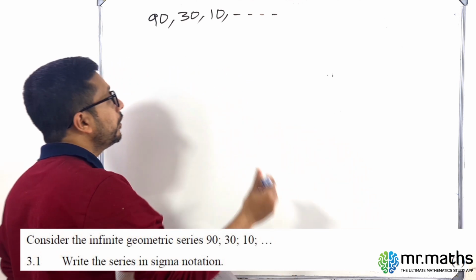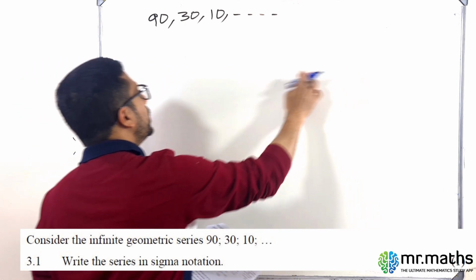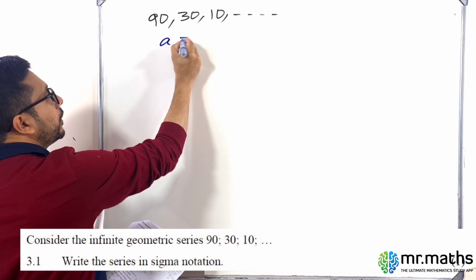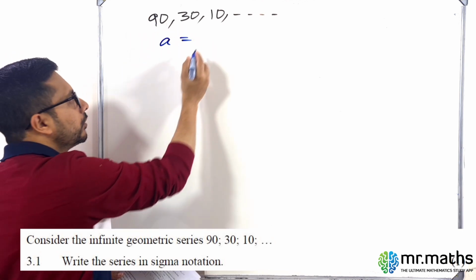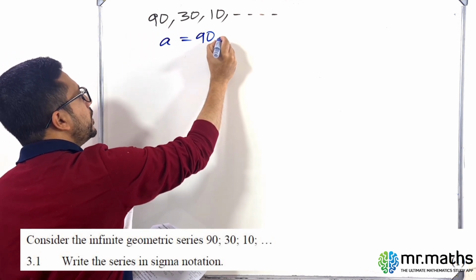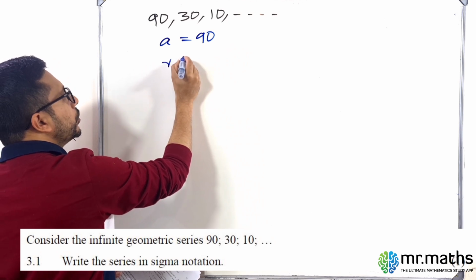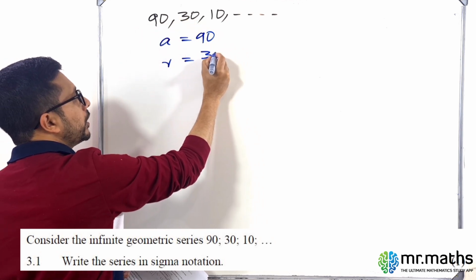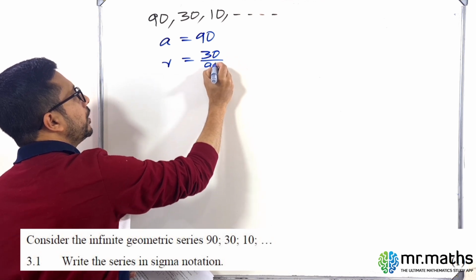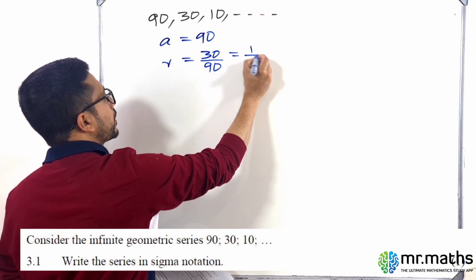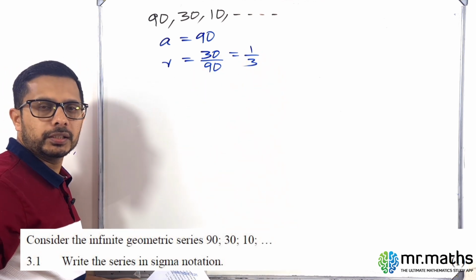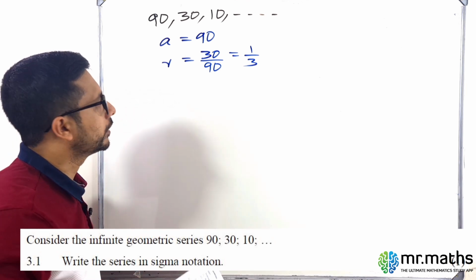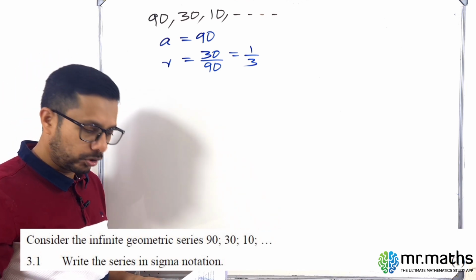Anyway, here what is the first term in this sequence? What is the first term? a is 90. So the value of a is 90. Then what is the common ratio? How can you find the common ratio? Second term divided by first term, that is 30 divided by 90. So the answer is 1 over 3. You can check in your calculator. 30 divided by 90 is 1 over 3.